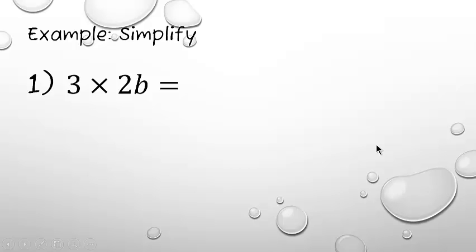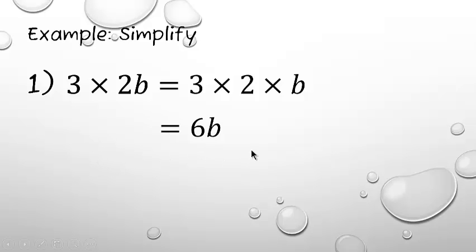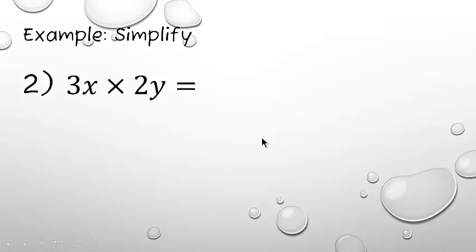Okay, example 1: 3 times 2b. Writing that out in expanded form, we have 3 times 2 times b. First thing we do is multiply the numbers, which is 3 times 2, which becomes 6. We have 6 times b, simplified down to 6b. So 3 times 2b is simply 6b.